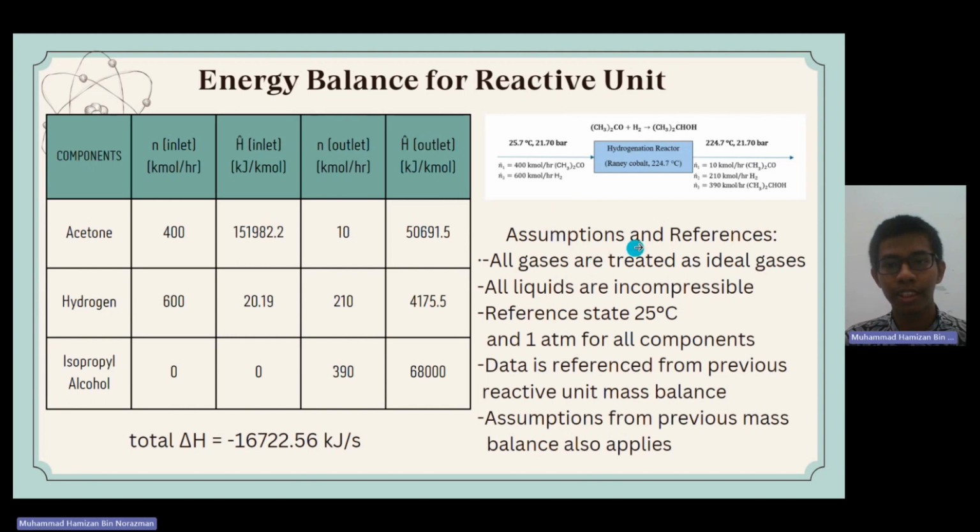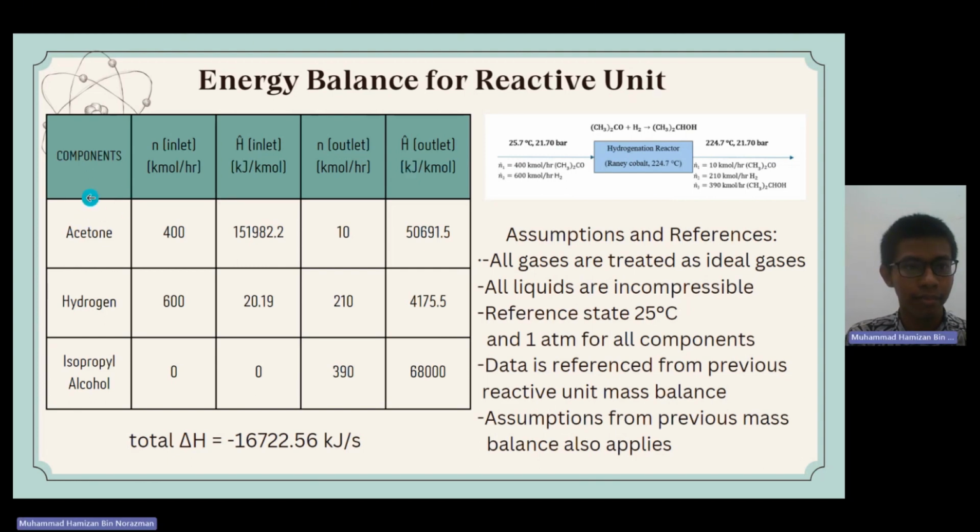As you can see here, besides the assumptions and references from the previous mass balance for reactive units, we also assume that all gases are treated as ideal gases, all liquids are incompressible, and we set a reference state of 25 degrees Celsius and 1 atm for all components. As you can see, the temperature rises from 25.7 degrees Celsius to 224.7 degrees Celsius, and the pressure does not increase at all, staying at the same 21.7 bar.